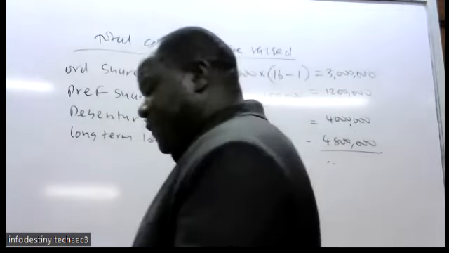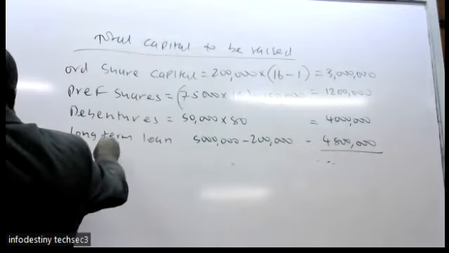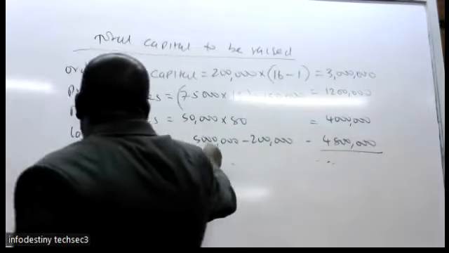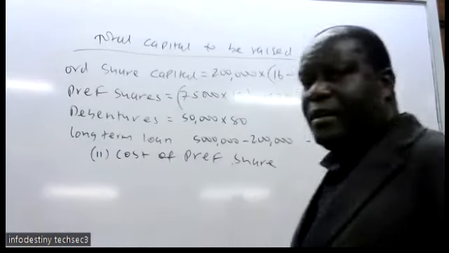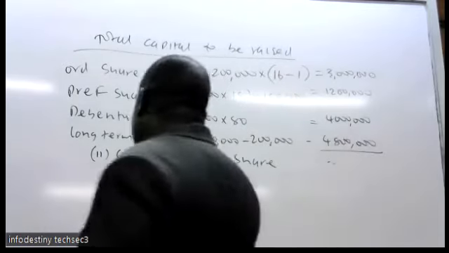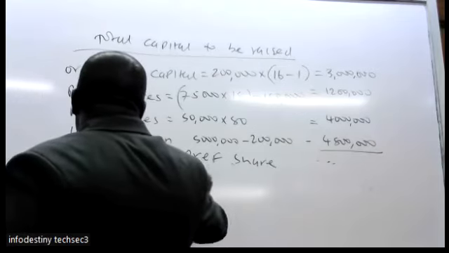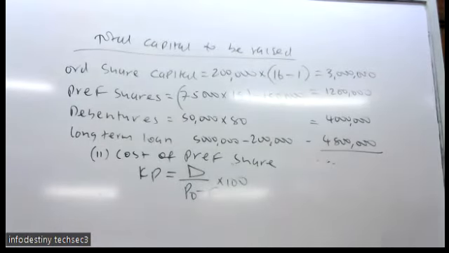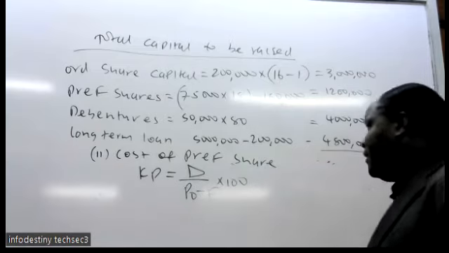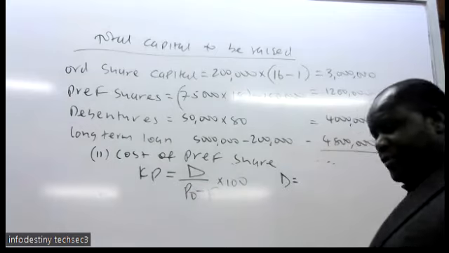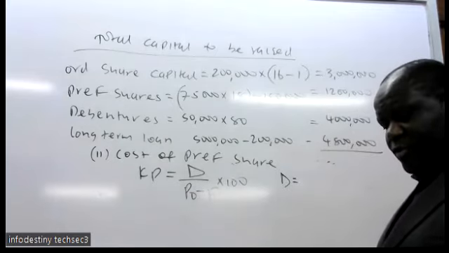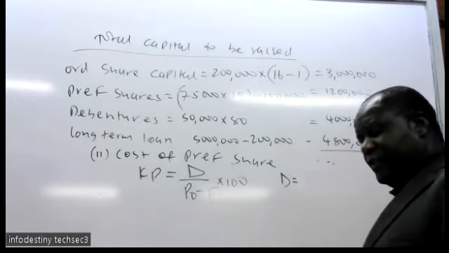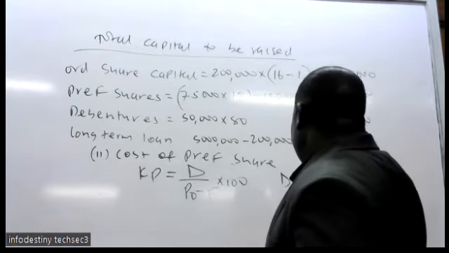So let us calculate the cost of the preference share. The cost of the preference share is Kp: dividend divided by P0 minus the flotation cost, then you express it as a percentage. We start off with the dividends. In note number two, they issued 12% preference shares, which have a par value of 20. So take 12% of 20.